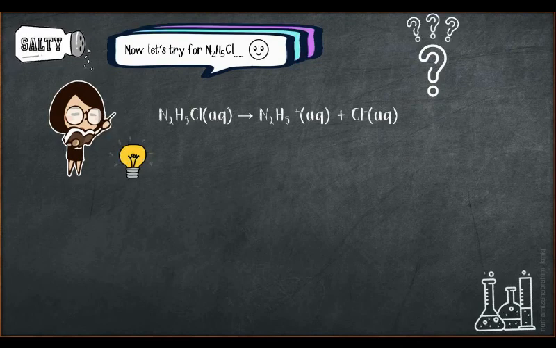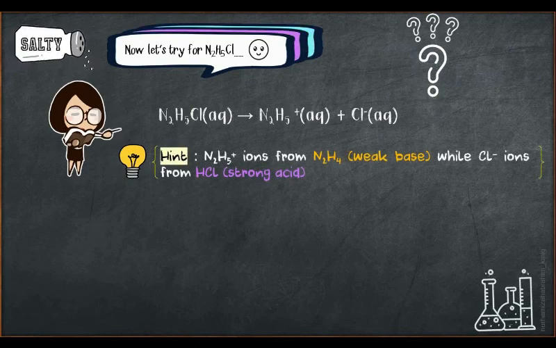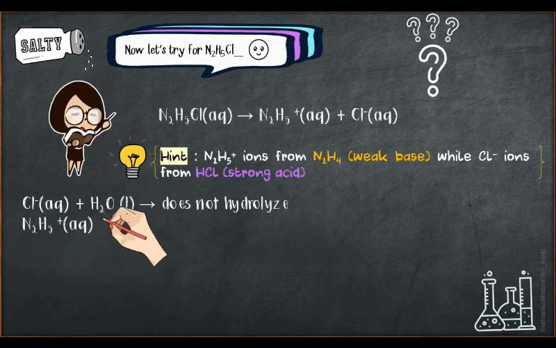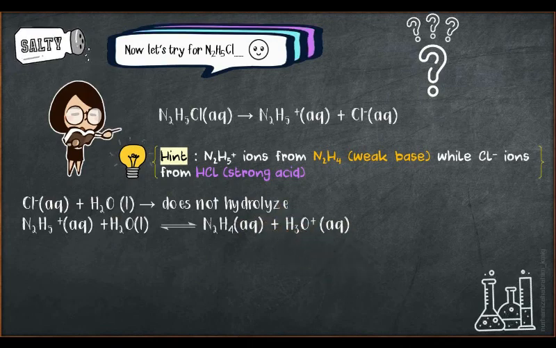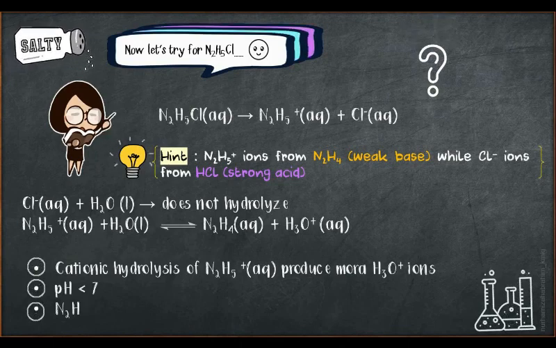Some hints: hydrazinium ion is from hydrazine, which is a weak base, while chloride ion is from hydrochloric acid, which is a strong acid. Therefore, chloride ion does not hydrolyze with water. Only the hydrazinium ion will hydrolyze by donating its proton to water, and produce hydrazine and hydronium ion. As the cationic hydrolysis of hydrazinium ion produces more hydronium ion, H3O+, the value of pH becomes less than 7, which makes hydrazinium chloride an acidic salt.